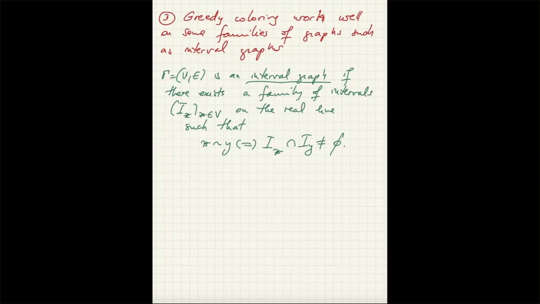So here's an example. I think I drew this in the notes. Let's say we have this interval A, interval B, C, D, E.